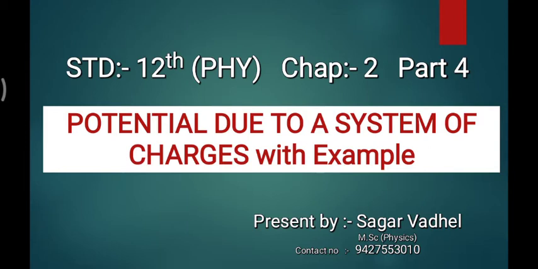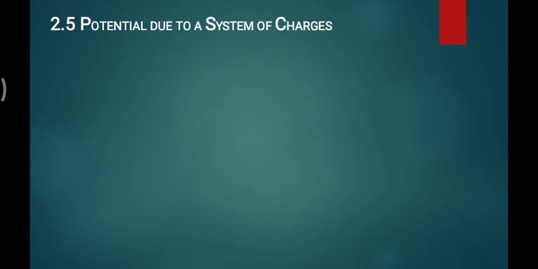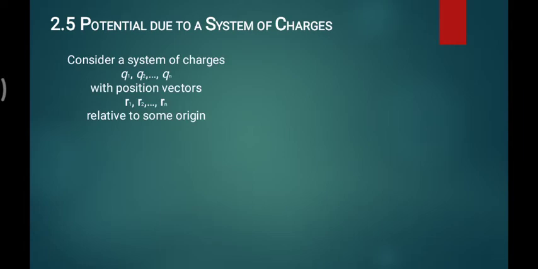In part number 3 we saw potential due to the dipole. In part number 2 we saw potential due to a single charge. Today we go for the system of charge, which means many charges are there. It is not difficult, just a modified, higher order potential due to the system of charge. So from now onwards, not one charge or two charges.